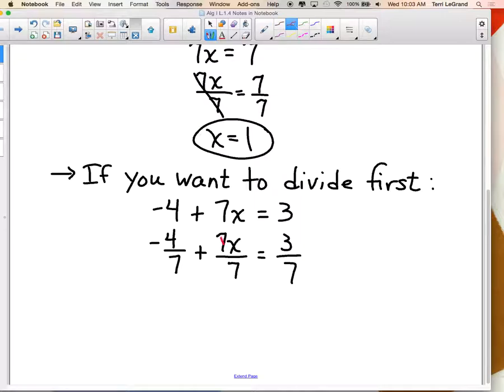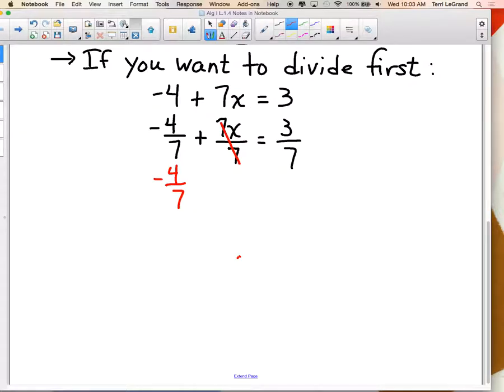Oh, absolutely. So these guys are going to cancel out, and I now have -4/7 because does 7 go into 4 nicely? No. So those 7's cancel out. X is now just X, and 7 doesn't go into 3 nicely, so I'm going to have to leave that as 3 7ths. Okay. Maybe it isn't as bad as we thought. What are we going to do now? Add 4 7ths to both sides.